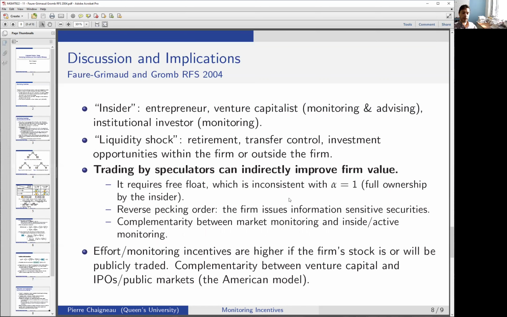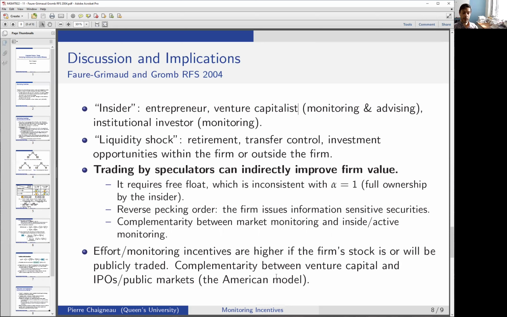And then there's some complementarity between market monitoring. So market monitoring refers to informed trading by the informed investor. There's complementarity between market monitoring and active monitoring by the insider and the venture capitalist who exert some effort to make some value improvements. And in particular, the incentives to make such value improvements will be larger if the firm's stock is publicly traded, so that the firm's stock is informative and it reflects value improvements by the insider.